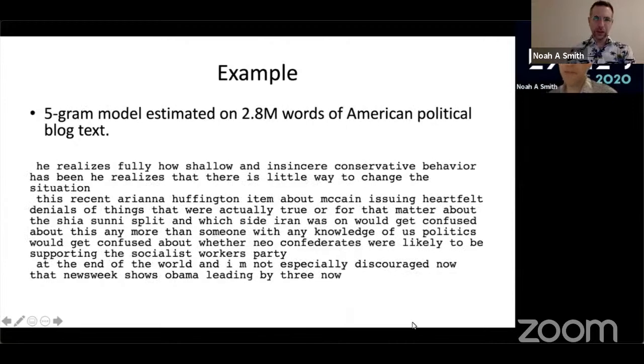English. When we get to 5-grams, if you weren't paying attention, this would totally pass as English, like if it was on the radio in the background and you weren't really listening. "He realizes fully how shallow and insincere conservative behavior has been. He realizes that there is little way to change the situation." That's not bad. It might not make sense in any context. It's not grounded in anything in the real world, but it passes more or less as English.